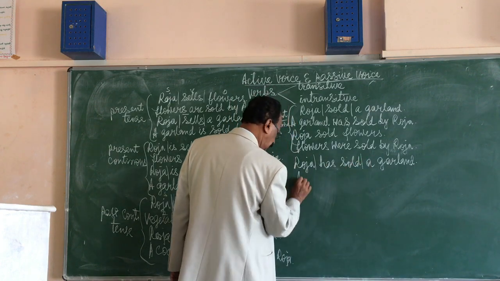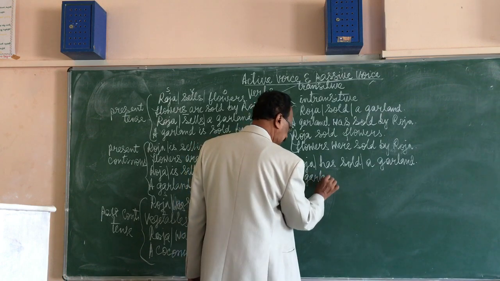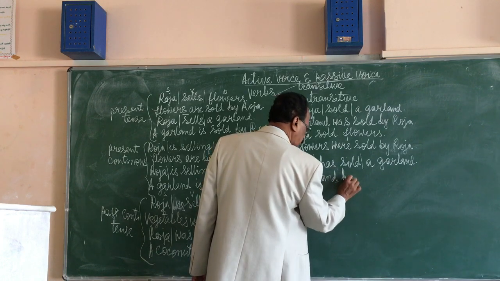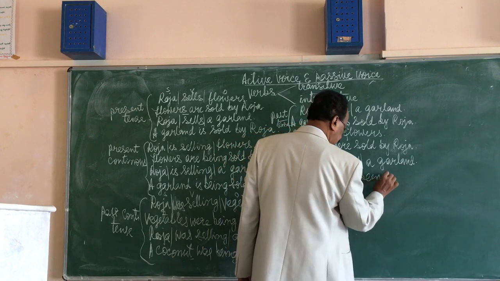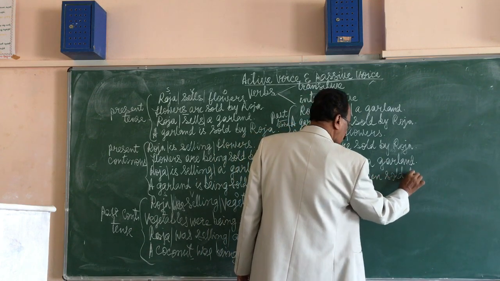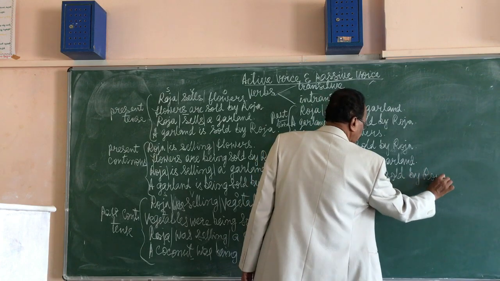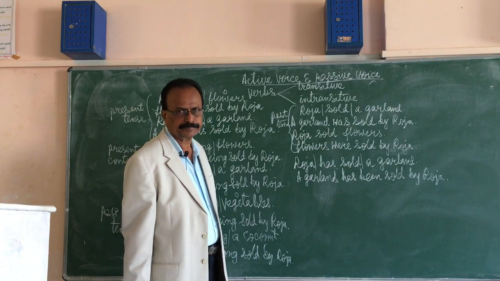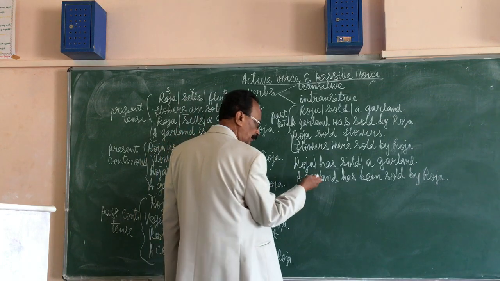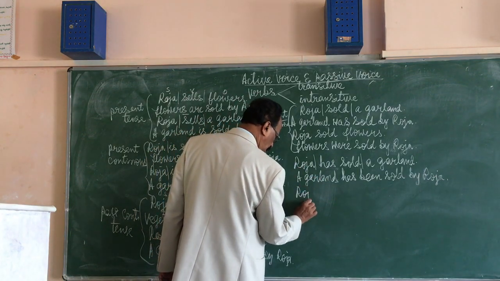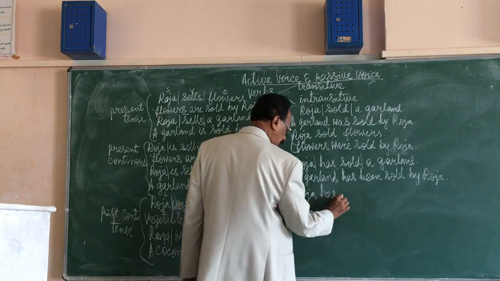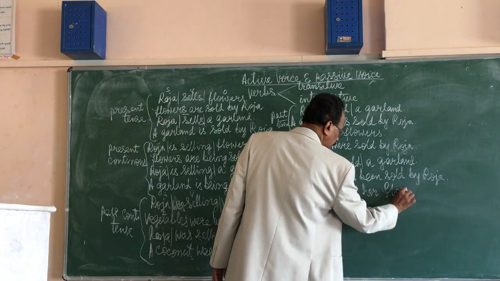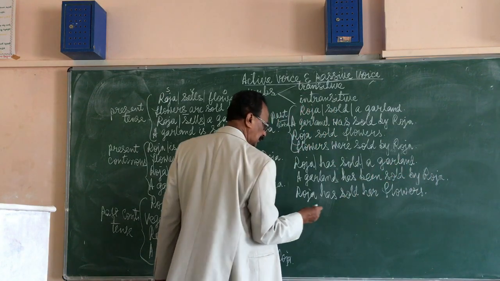Look at this one. A garland comes to the first place, subject place, and has remains the same because it is a garland, singular. Has been sold. Has been sold by Rohita. A garland has been sold by Rohita. And the same sentence, to make it plural, for example, Rohita has sold her flowers.